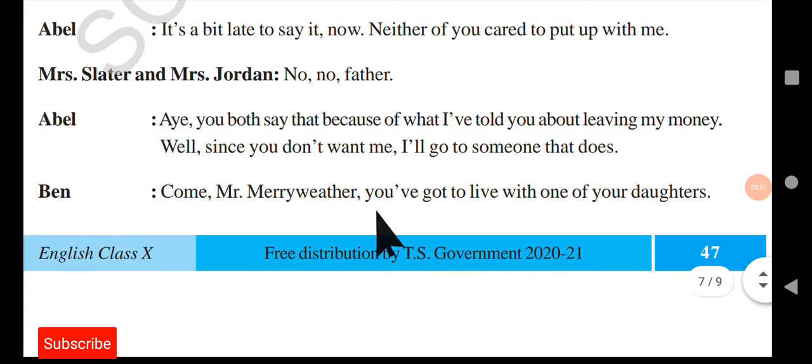Ben: Come, Mr. Merriweather, you have got to live with one of your daughters. But here Ben doesn't know that Abel Merriweather already decided some things. So Ben says, okay, come on, old man, how can you say that someone would care for you? You have two daughters, you have to live with any one of them. That is your choice. Where do you live other than them?